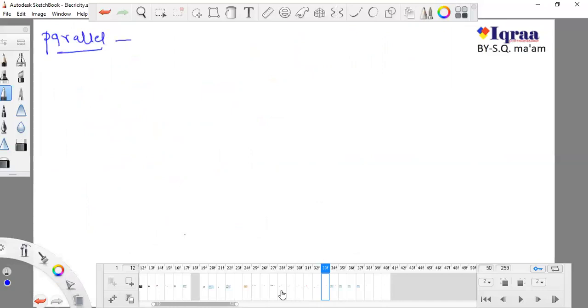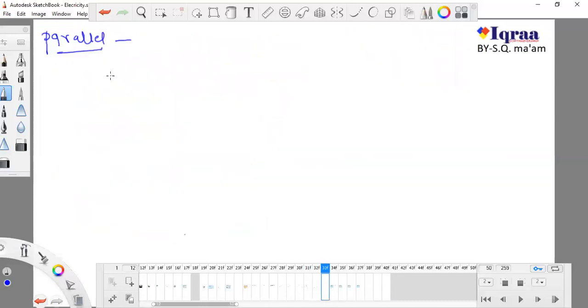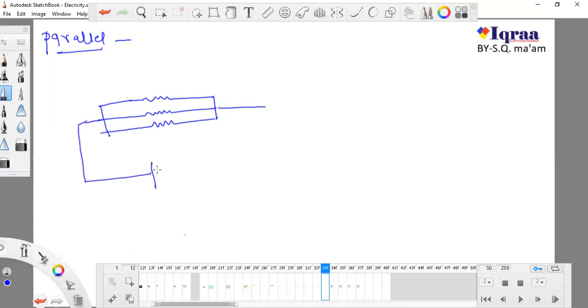Now parallel, let's get back. Voltage will be the same and current will be different. It is just opposite to series. So for parallel, just draw a parallel. Voltage will be the same, and current will be different. Yeah, that is my ammeter, and it will be different. For these three, I think I have to draw it bigger.